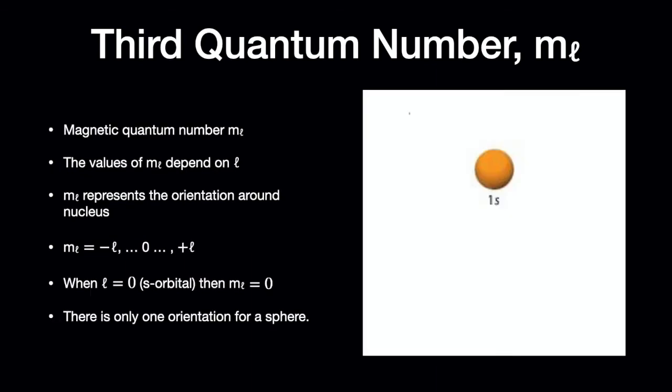So let's look at what happens when L is equal to 0. Remember, that's referred to as the s orbital, which is spherical shaped. M sub L can have values of, well, just 0. And that kind of makes sense because there is only one orientation for a sphere in three-dimensional space.